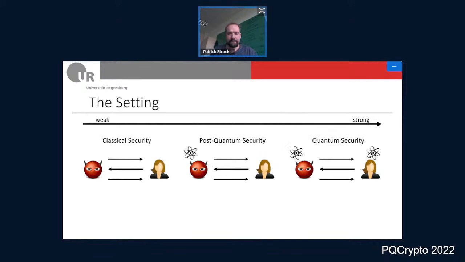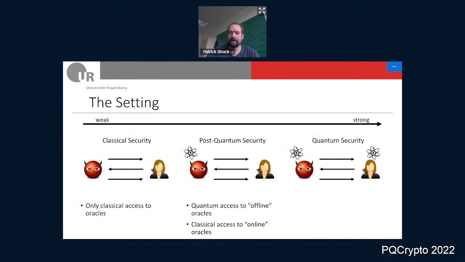Like what we also had from the previous talk, in the quantum setting, we can consider different levels of security. Roughly, we can divide it into the following three: classical security, post-quantum security, and quantum security. Classical security means both the adversary and the users only have classical computing power, in which case queries that the adversary can make are restricted to be classical.